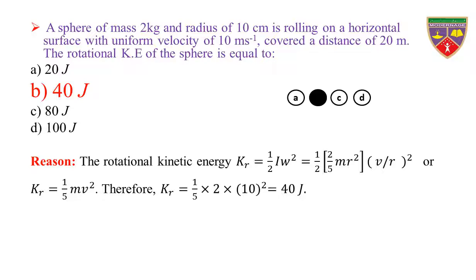Reason. The rotational kinetic energy Kr = 1/2 Iω², which is equal to 1/2 × 2/5 mr², which is the moment of inertia of the sphere, × (v/r)². Kr = 1/5 mv². Therefore, Kr = 1/5 × 2 × 10² = 40 joules. Hence, the rotational kinetic energy of the sphere is 40 joules.